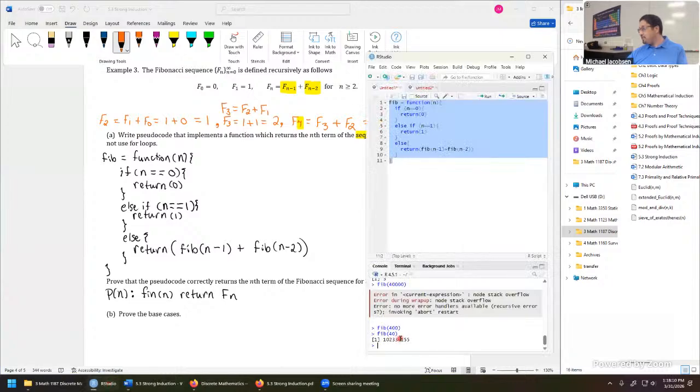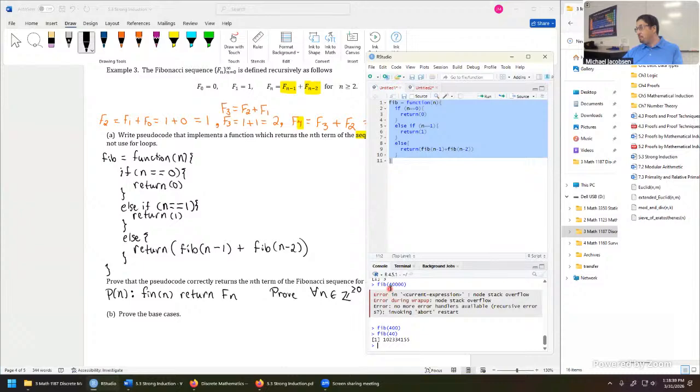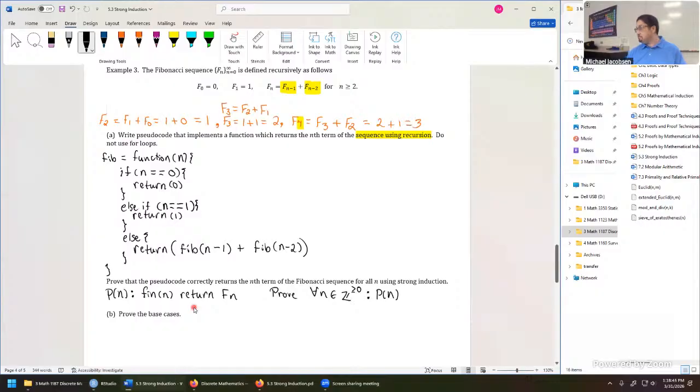Well, we've got a number for Fibonacci at 40, but now we're wondering, is that even correct? Who knows? We're going to prove it by showing this pseudocode here runs as intended. So we have a predicate function P of n, and we'll prove that for all n in Z greater than or equal to 0, P of n is true, that this is really going to return the nth term of the Fibonacci sequence. You just might need a more powerful computer if you're trying to execute it at, say, very large integers like this. Other questions at the moment before we get started?